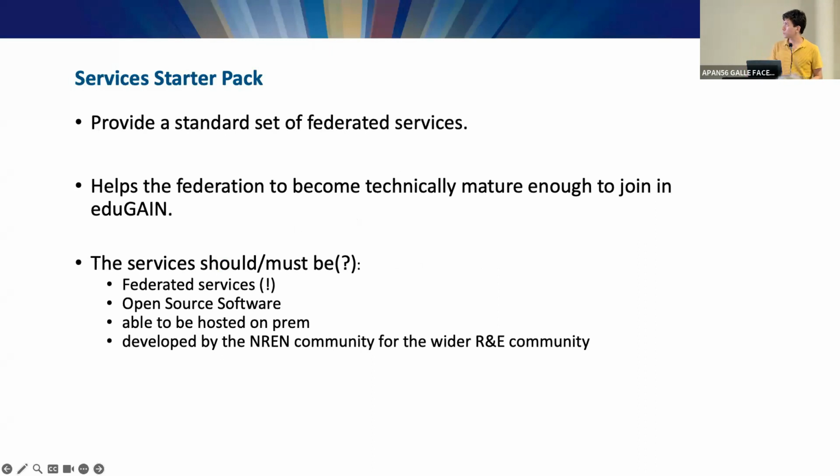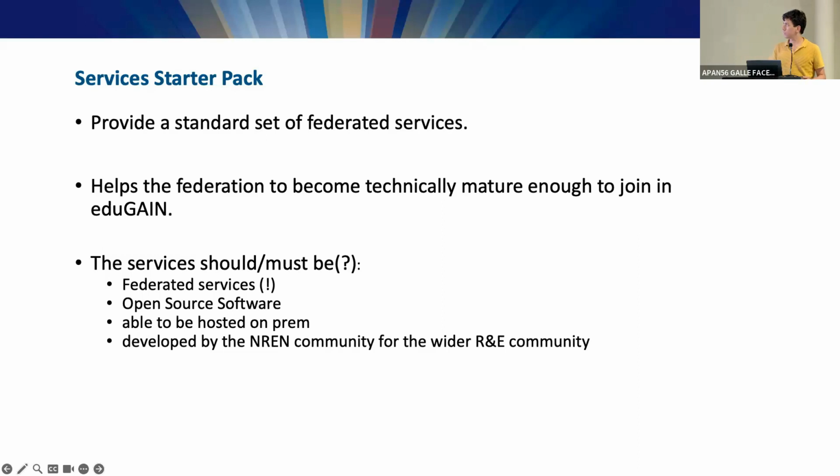So what would a service starter pack mean for you, and how would it look? So the idea is to provide a standard set of federated services. And this will help the federation to become naturally, technically mature enough to join eduGAIN.